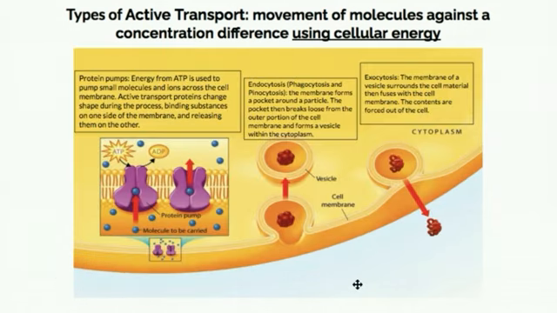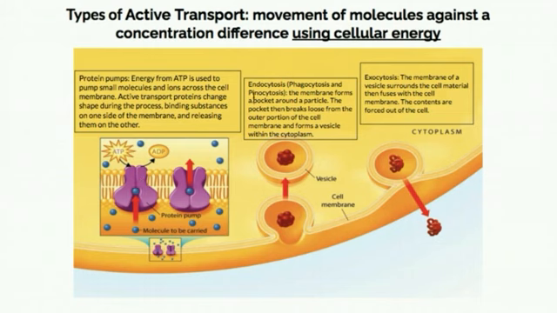So here is a good summary of those three things in a little bit more detail. Energy from ATP is used to pump small molecules and ions across the cell membrane. In active transport, proteins change shape during the process, and they can bind substances on one side of the membrane and release them on the other. So again, think protein pumps for active transport.